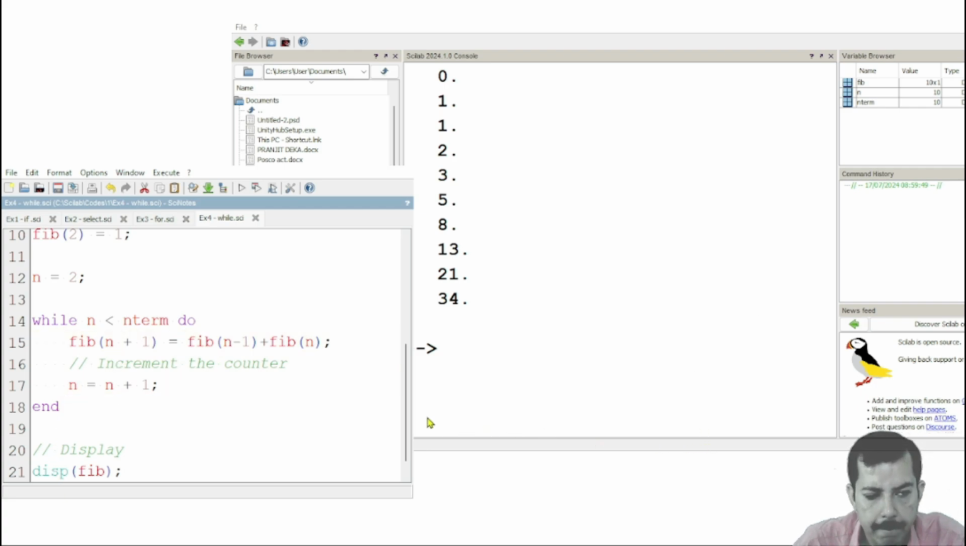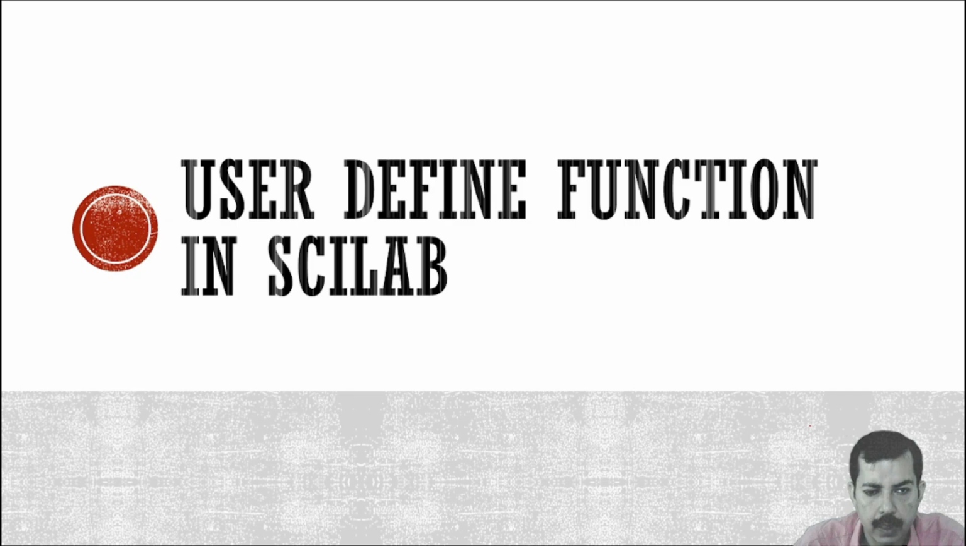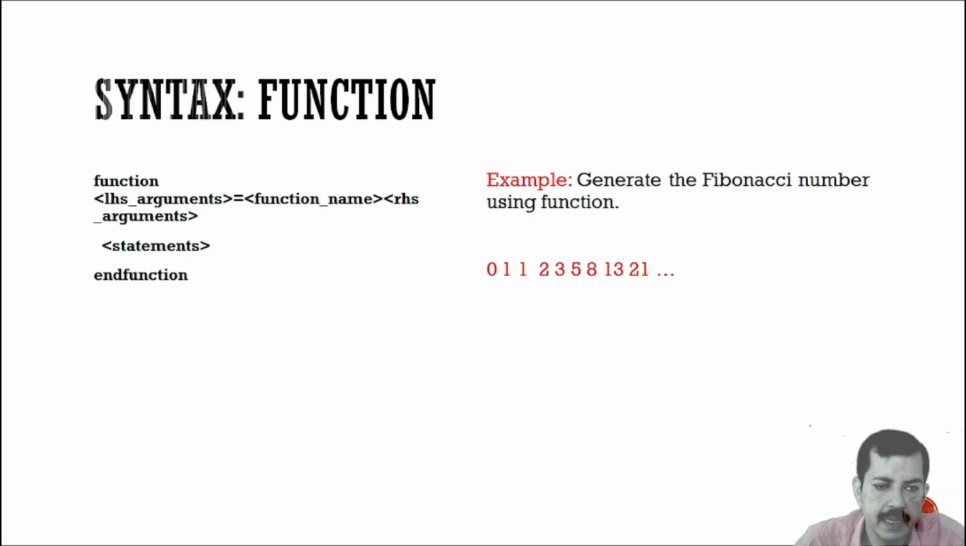Now next part, how can you define the function in Scilab? The general syntax for defining the function: first you write the function, and then some arguments. It may be a single argument, or it may be some array or something.